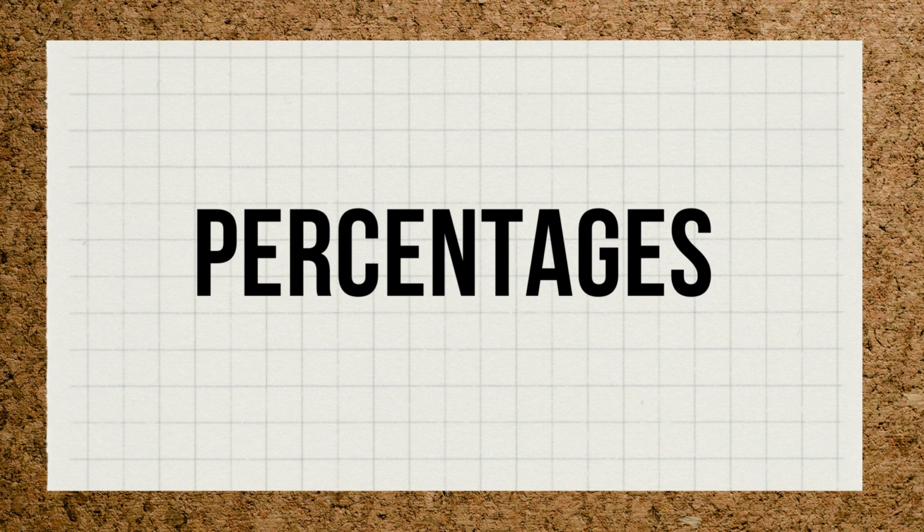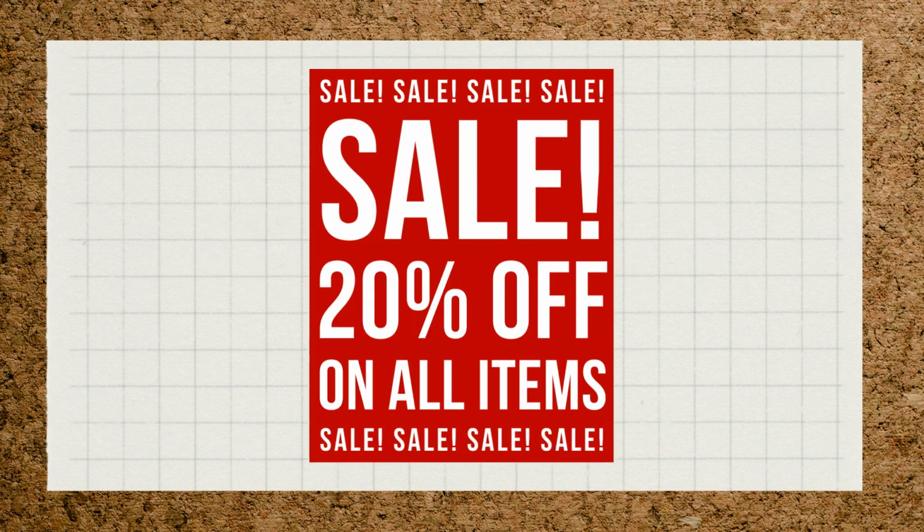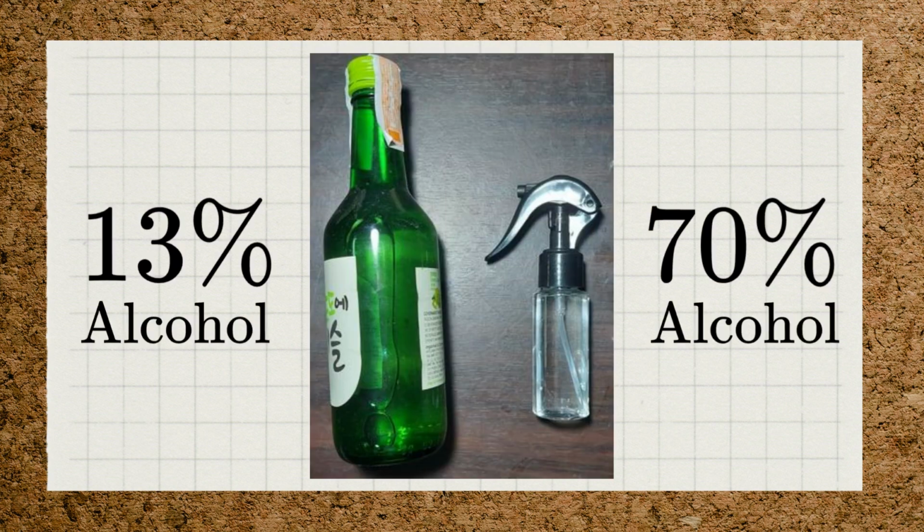Okay, so what are percentages? You might have seen some poster like this in the mall. It says sale 20% off on all items. Or maybe you've noticed that soju, an alcoholic beverage, has 13% alcohol, while rubbing alcohol has a 70% alcohol concentration. One makes you drunk and the other one kills germs.